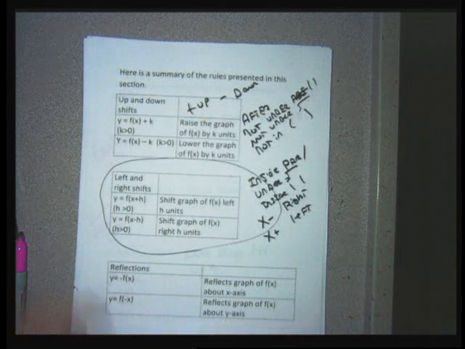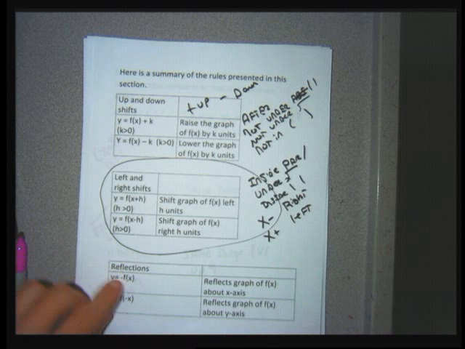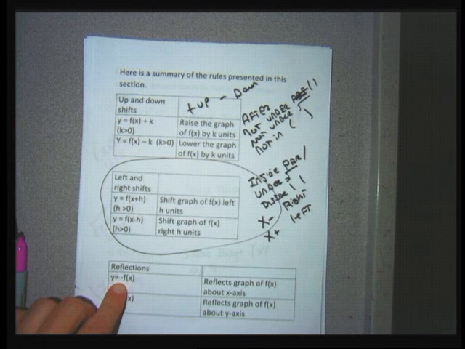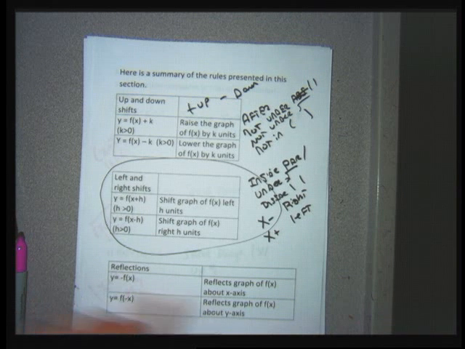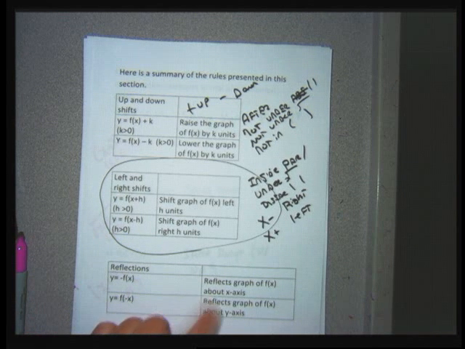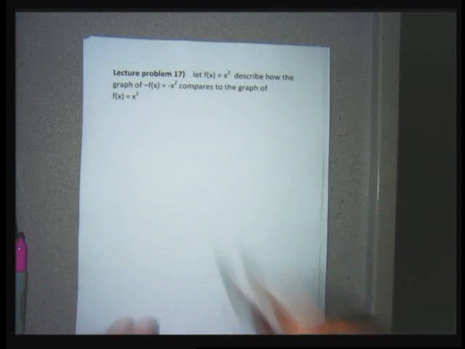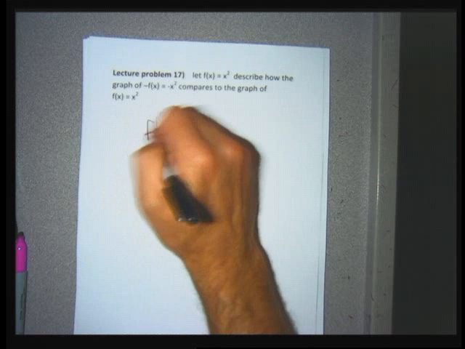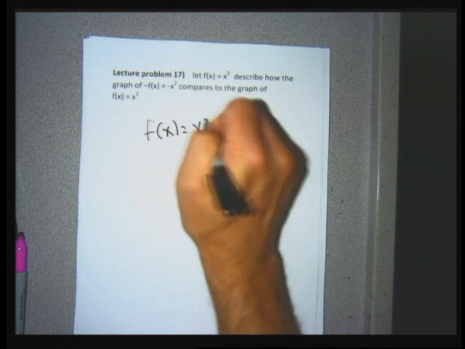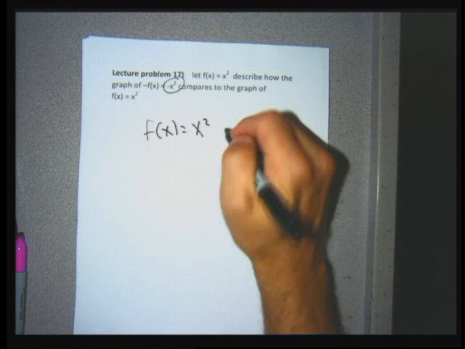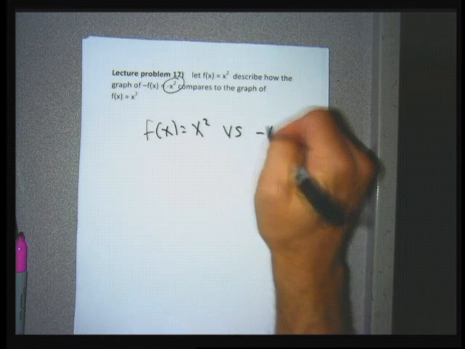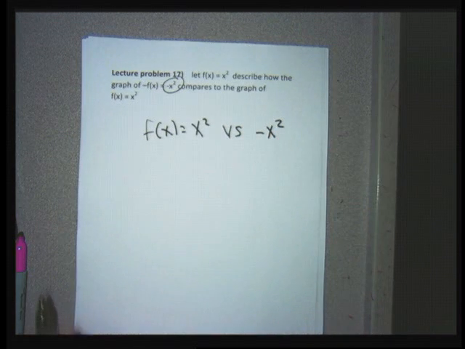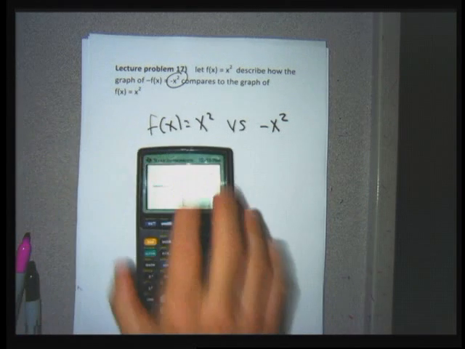The last things we're going to look at that are going to be test-worthy are throwing minuses into the situation. A minus can flip the graph over the x-axis or flip the graph over the y-axis. And that's the next few problems that are coming up. So problem 17, lecture problem 17, says first graph f of x equals x squared, and then compare that to negative x squared. So I'll do that and describe how they compare.